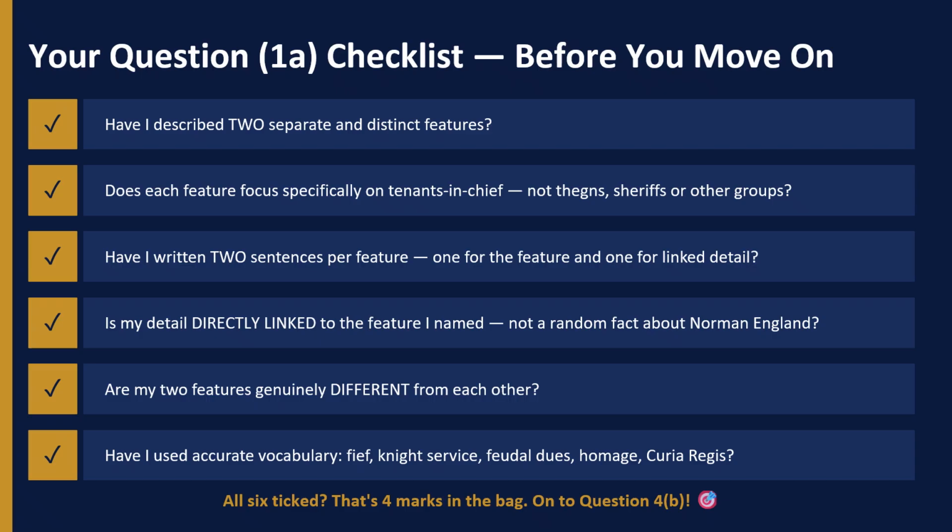Now, before moving on in the exam, run through this mental checklist. Have I described two separate and distinct features? Are both features specifically about tenants-in-chief? Have I written two sentences per feature? Is my detail linked directly to the feature above it? Are my two features genuinely different? Have I used precise vocabulary like fief, knight service, feudal dues, homage, and Curia Regis? If all of these are ticked, you've secured your 4 marks. And that's question 1A done. Now you can move on to the higher mark questions with confidence.